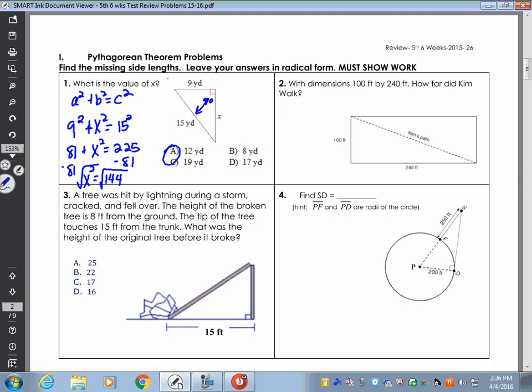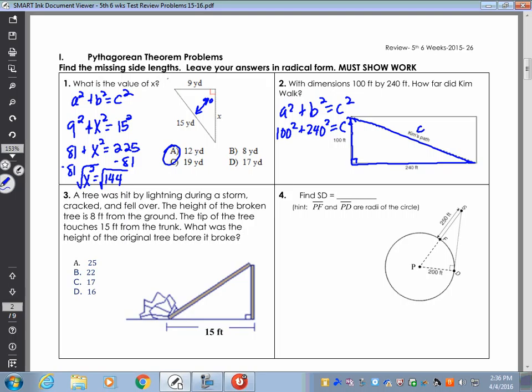Alright, so because this is a rectangle, there are 4 right angles. And so I can use Pythagorean Theorem with the diagonal, which is Kim's path, to find that length. So his path is the hypotenuse. So again, a squared plus b squared equals c squared. So 100 squared, you need a calculator for this, plus 240 squared equals c squared. Okay, it does come out to be a perfect square.